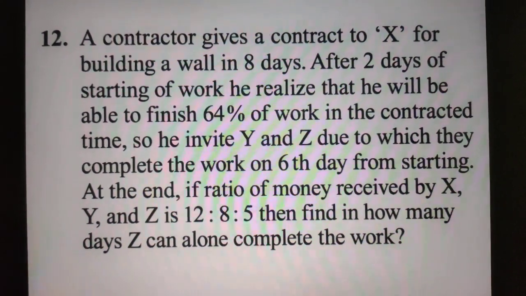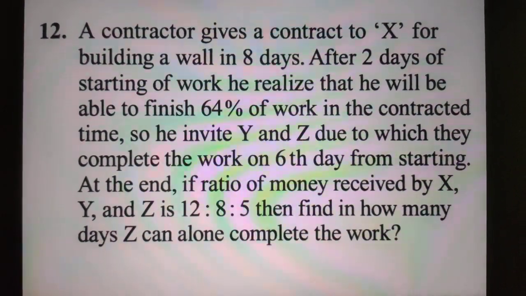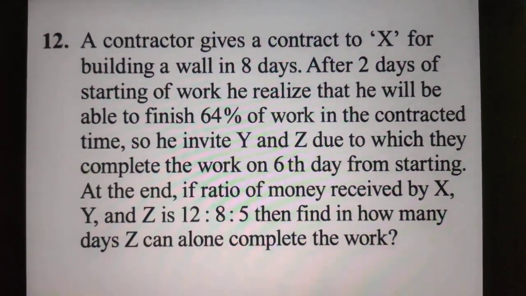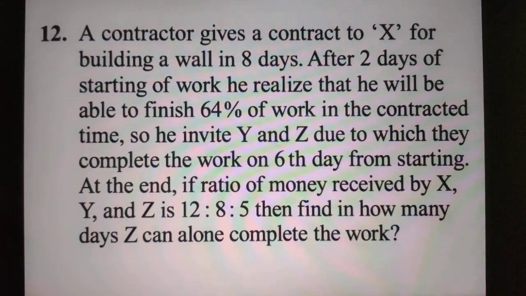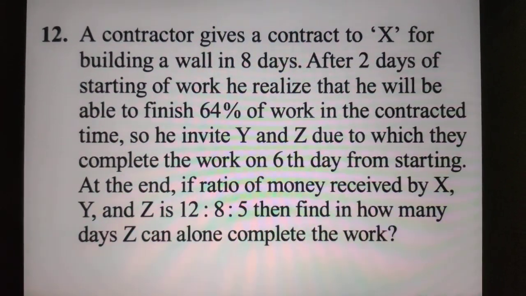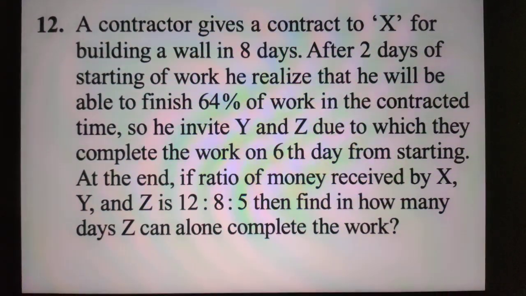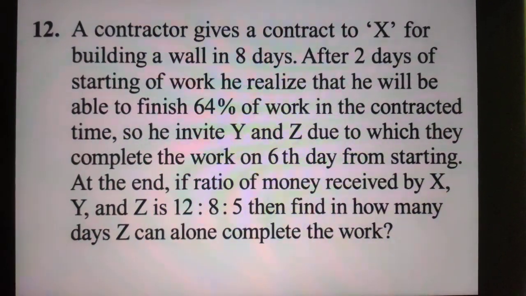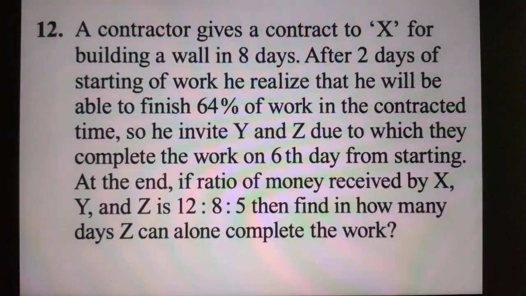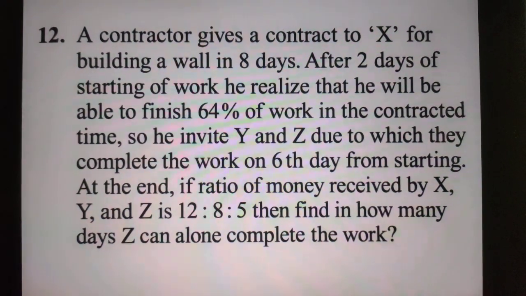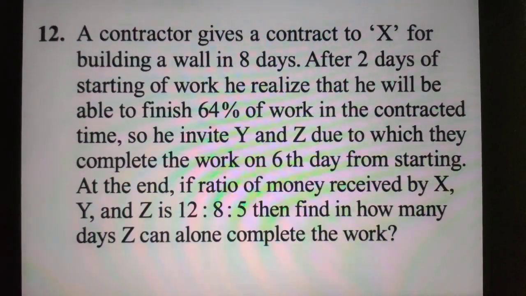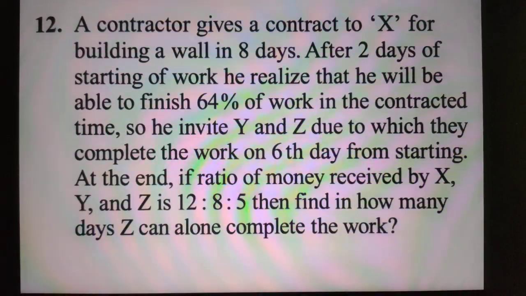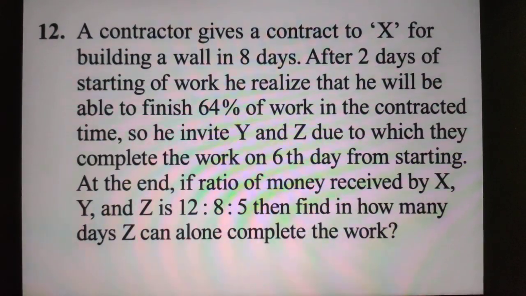So, after a lot of days, we are here. You can read the question. A contractor gives a contract to X for building a wall in 8 days. After 2 days of starting of work, he realized that he will be able to finish 64% of work in the contracted time. So he invite Y and Z, due to which they complete the work on 6th day from starting. At the end, if ratio of money received by X, Y and Z is 12:8:5, then find in how many days Z can alone complete the work.